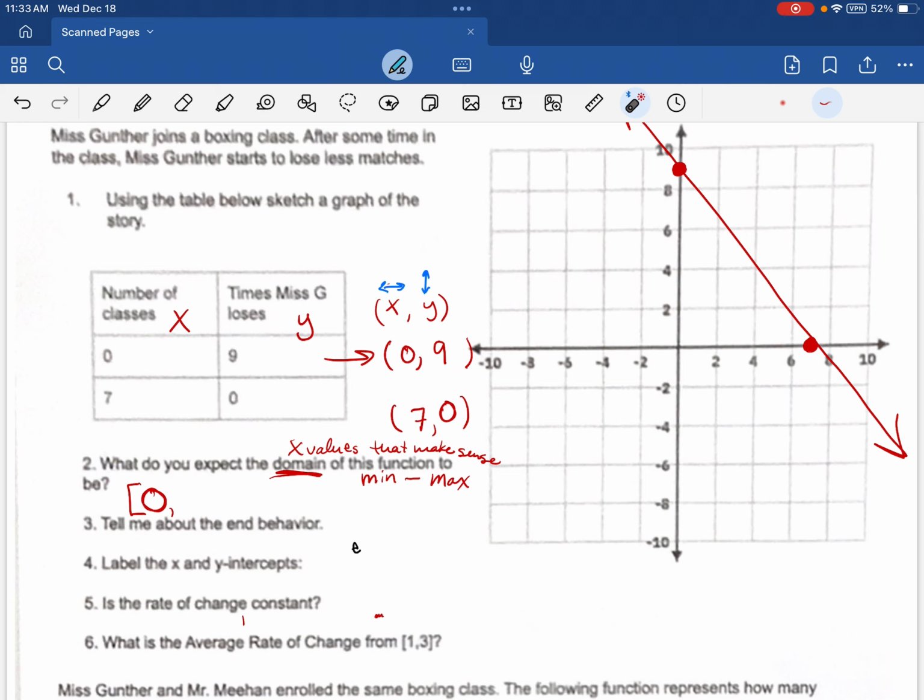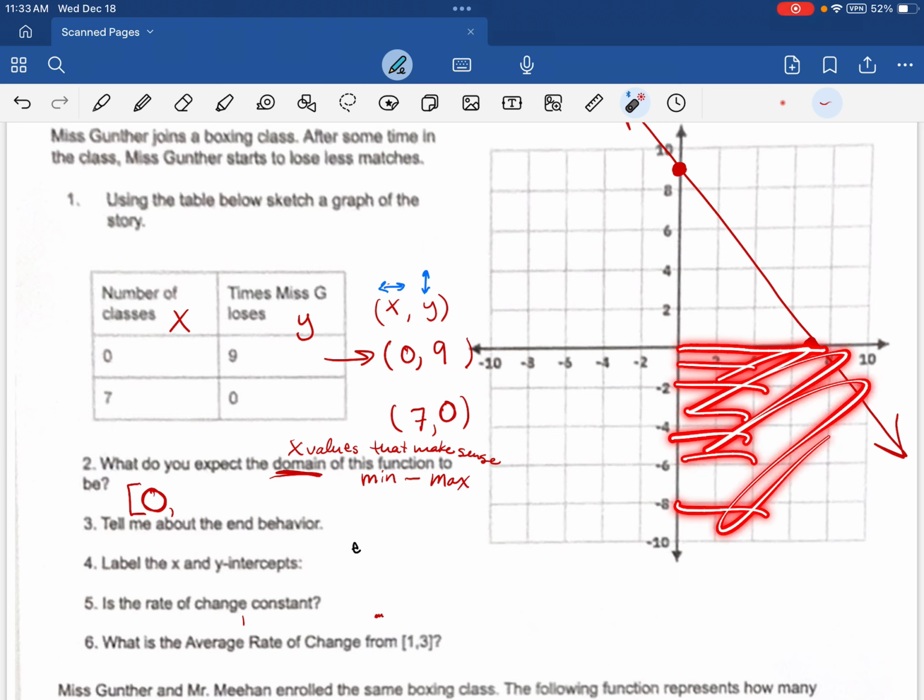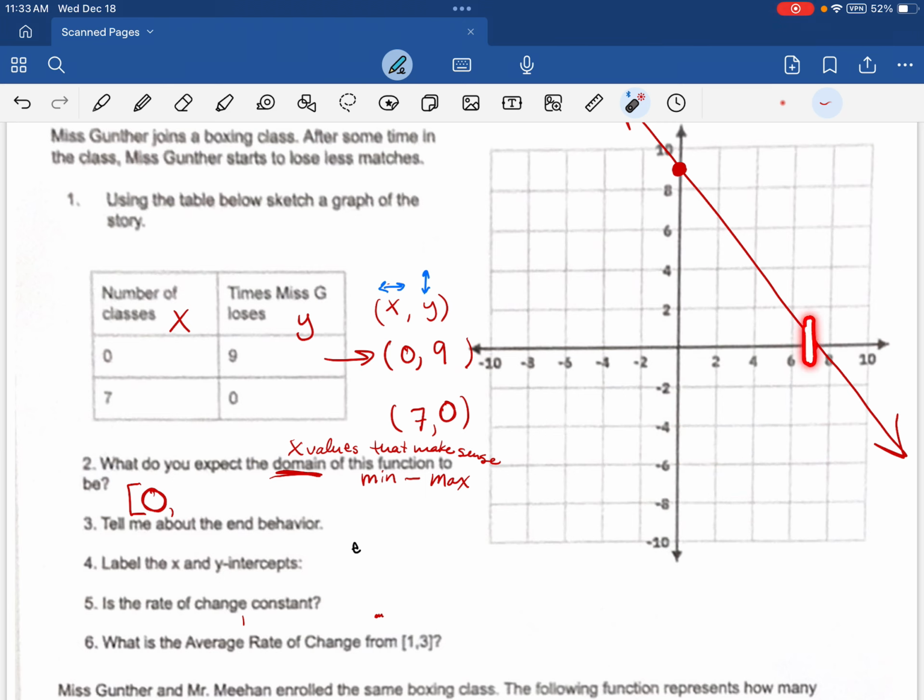What's the maximum number of classes I can take? Well, these are all positive x values over here, so shouldn't I be able to go on and have like 1,000,000 classes? Well, no, because as soon as I get past 7 classes, I start to lose negative fights. So these answers down here are unacceptable. The biggest value I can have right here is this 7. So 0 to 7 classes.